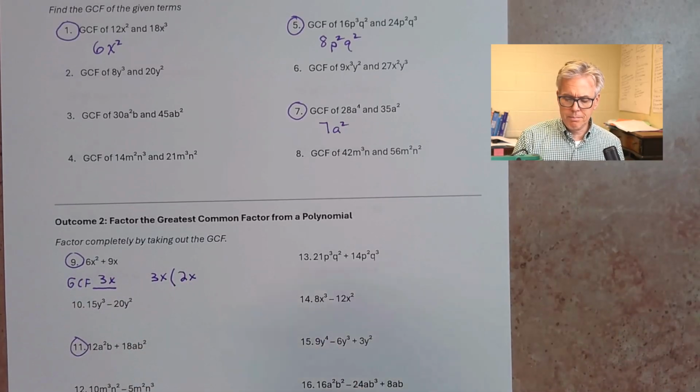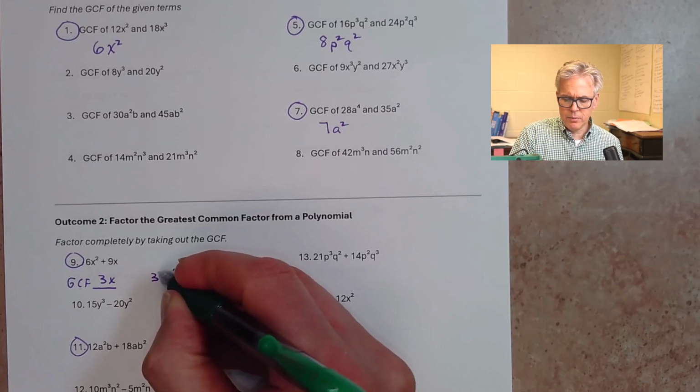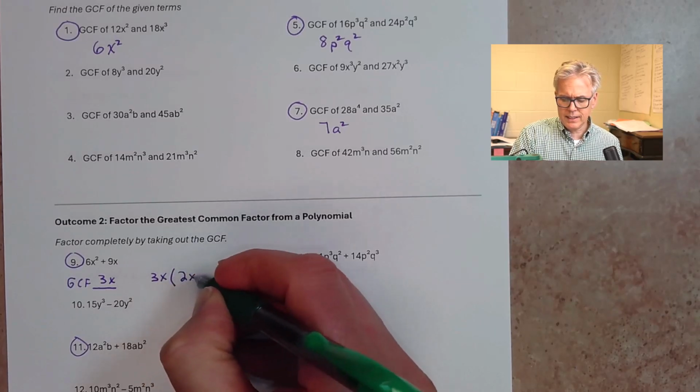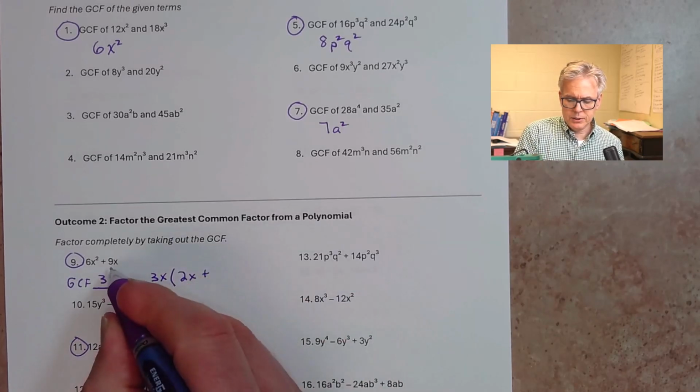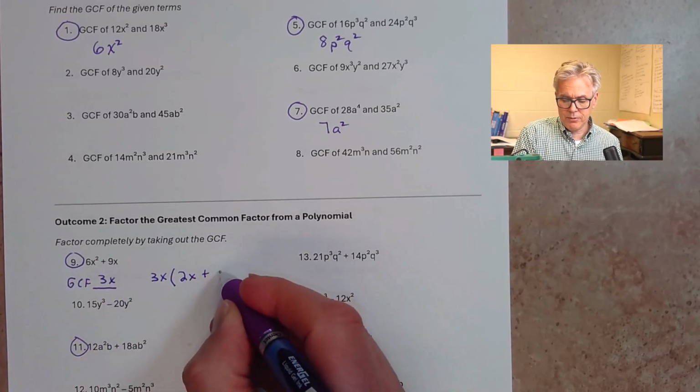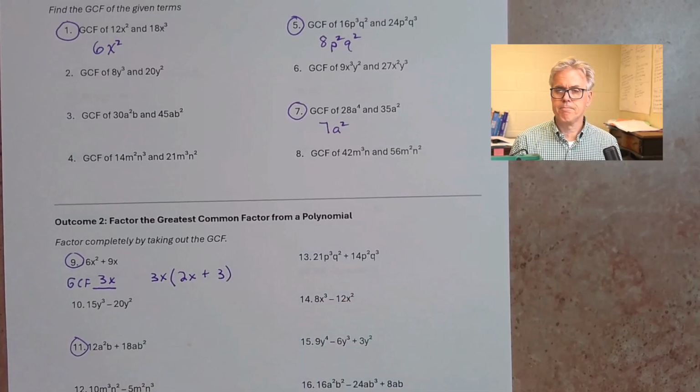And you can always sort of mentally multiply that. 3x times 2x is 6x squared. And then plus, when I pull a 3x from a 9x, what am I left with? I'm left with the 3.